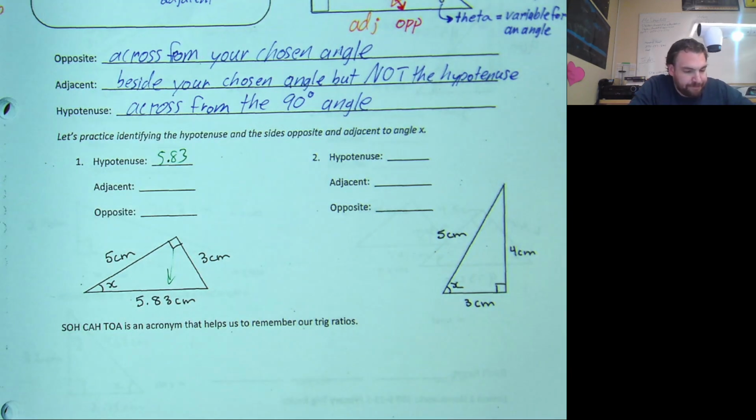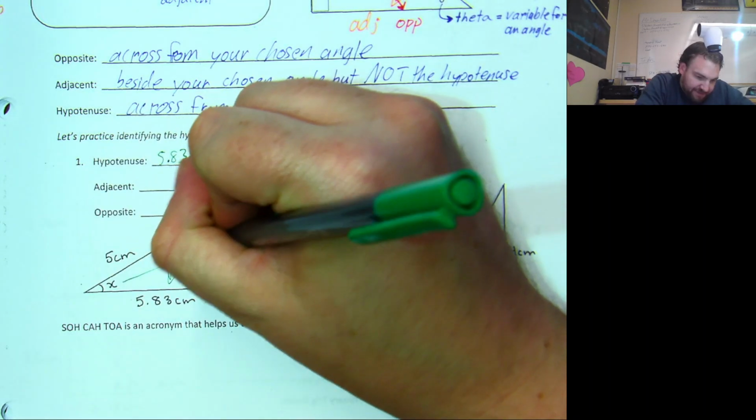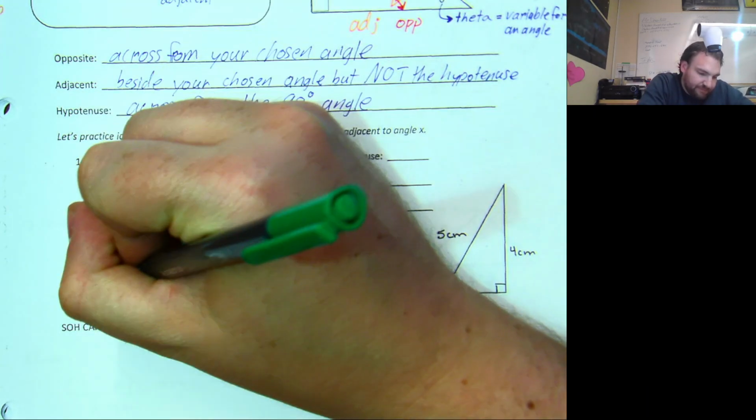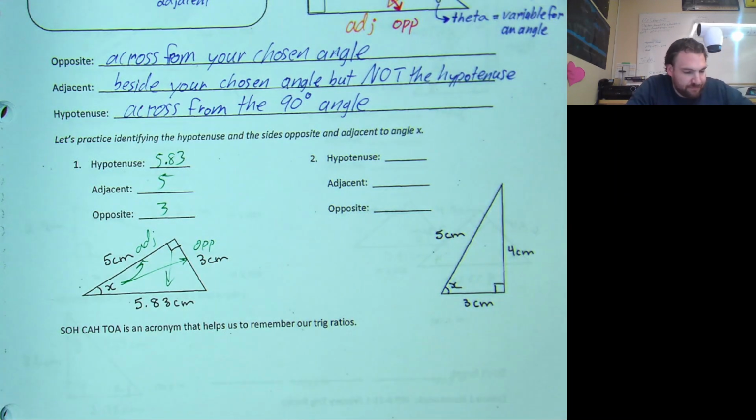And the opposite is 3 centimeters because it's opposite from x. That is the opposite side. So that's good. 5 is the adjacent to the side, the x, and not the hypotenuse. Perfect.